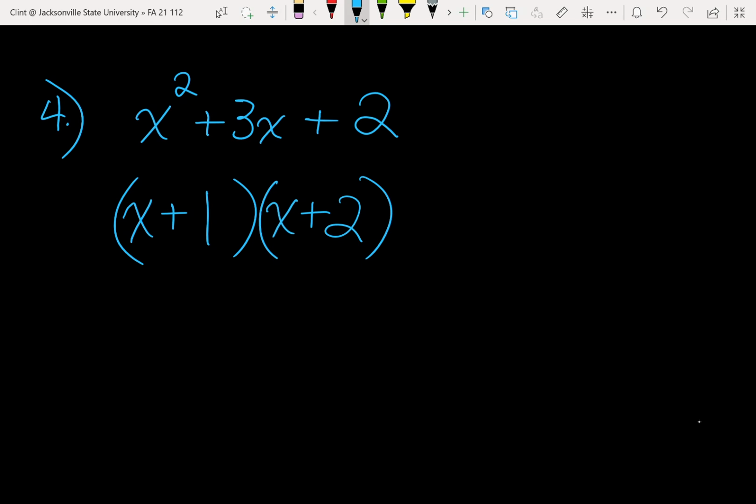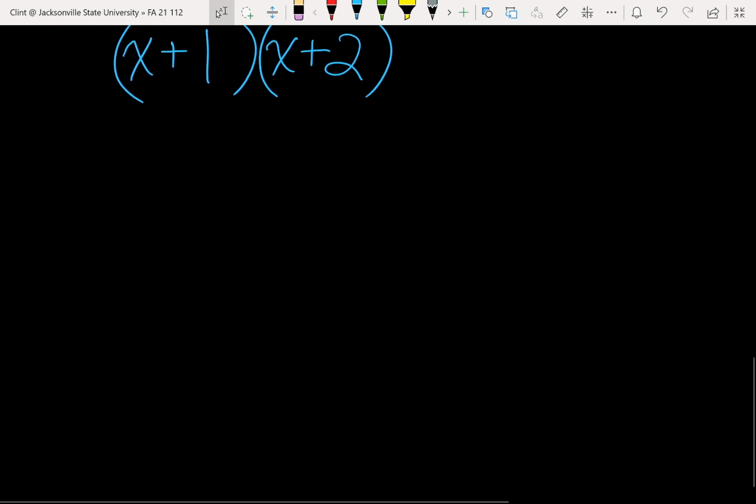Numbers could be a little bit trickier, right? You could have, instead of plus 2, something with a few more factors that you have to check. Questions on that one? All right. And number 5.